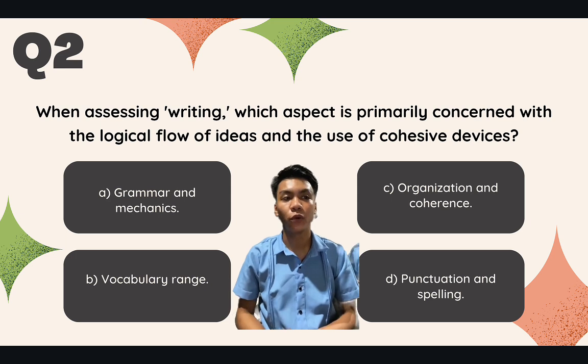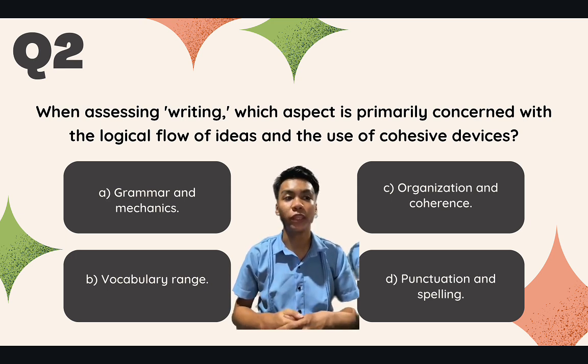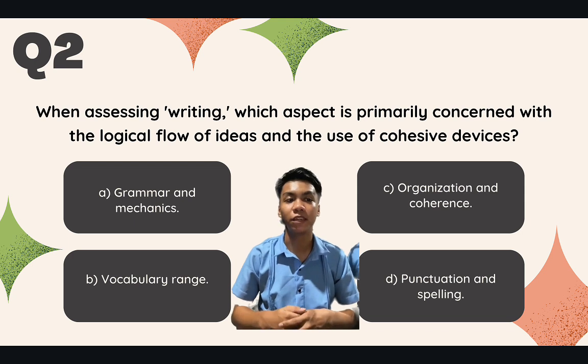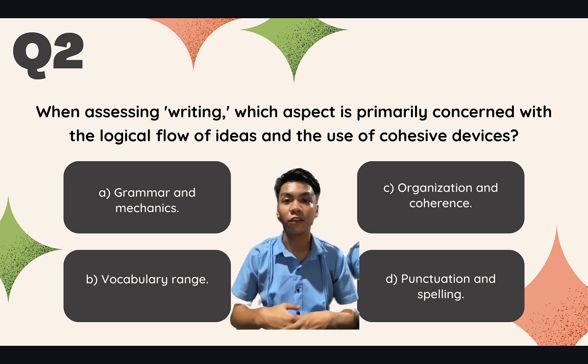Question number 2. When assessing writing, which aspect is primarily concerned with the logical flow of ideas and the use of cohesive devices? A. Grammar and mechanics. B. Vocabulary range. C. Organization and coherence. And lastly, letter D. Punctuation and spelling. Okay, I give you again 5 seconds to think what is your answer.